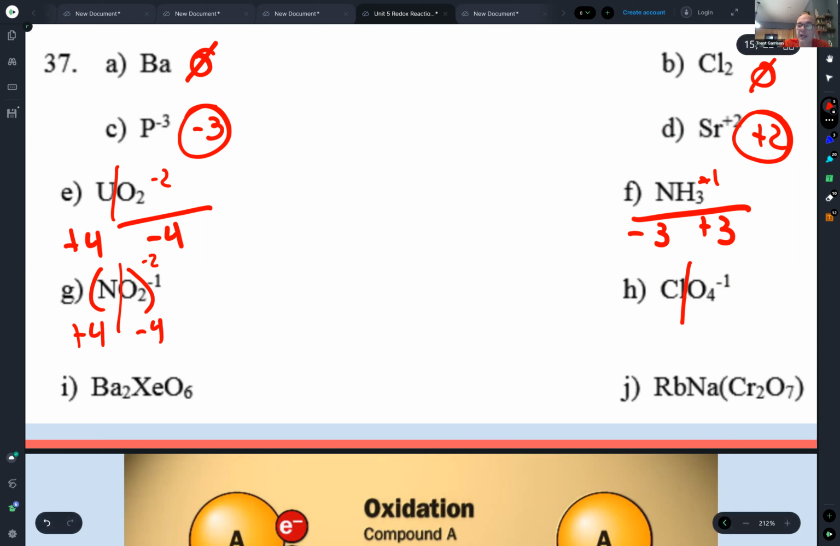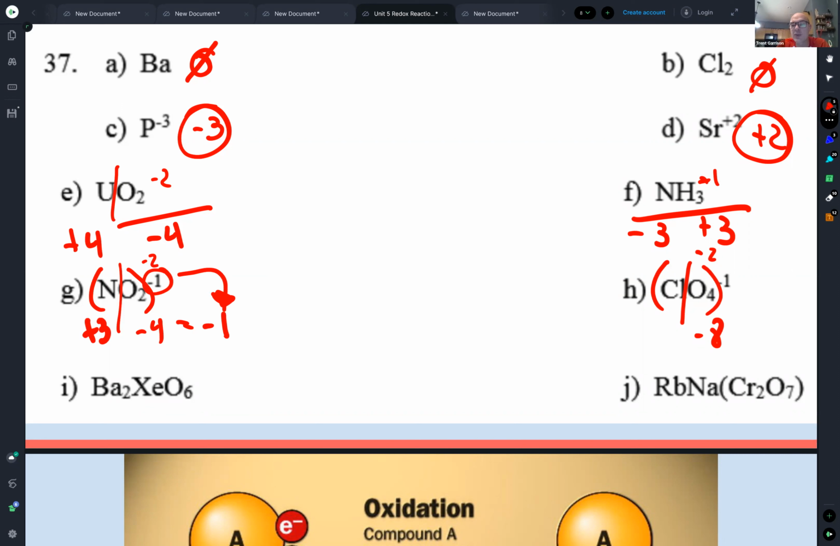On this chlorate, each one of the oxygens is -2. That's a sum of -8. There's only one. Oh, sorry. I messed this up. It would be a +3 because +3 minus 4 is -1. The overall charge is -1. The same thing is true over here for my chlorine. It must equal -1. So the charge of this chlorine happens to be +7.